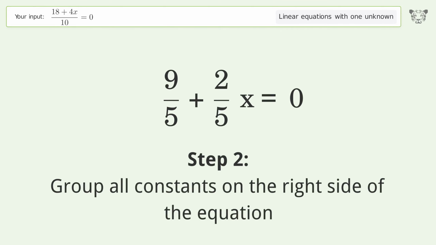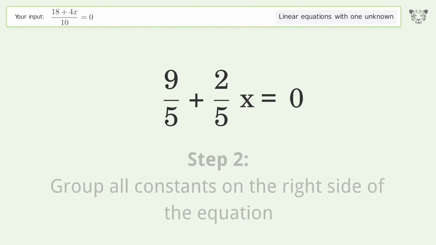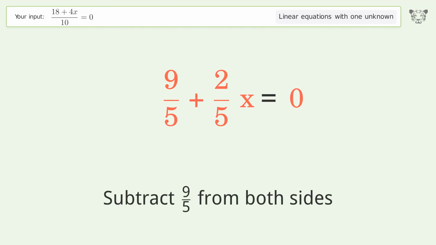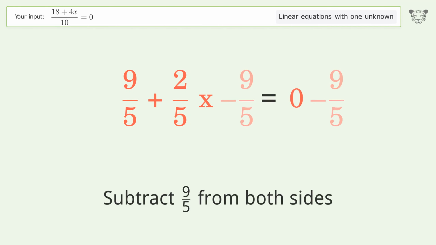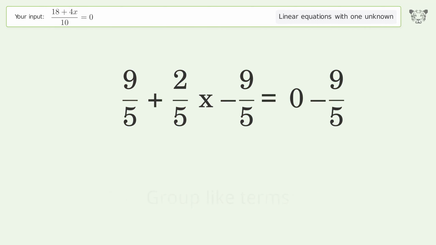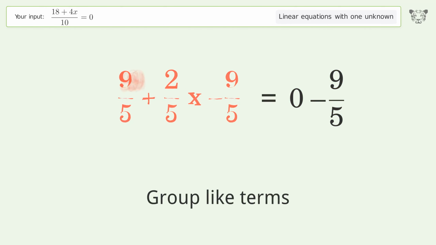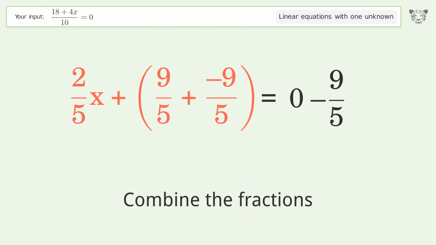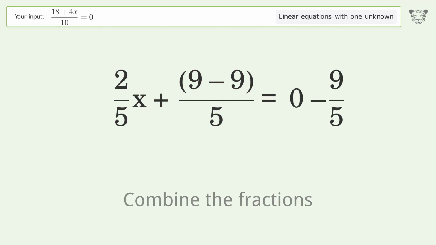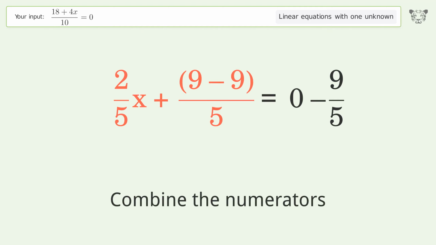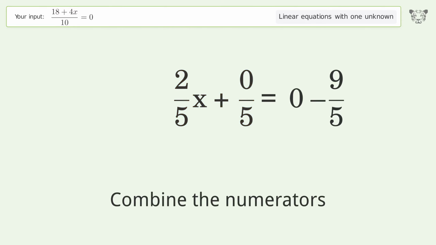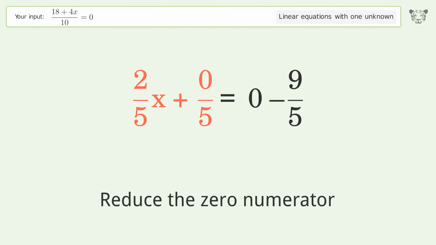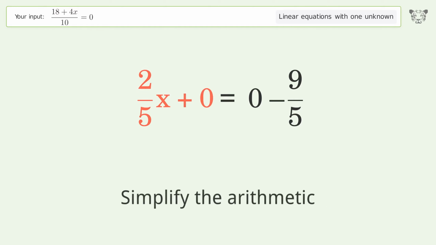Group all constants on the right side of the equation. Subtract 9/5 from both sides. Group like terms. Combine the fractions. Combine the numerators. Reduce the zero numerator. Simplify the arithmetic.